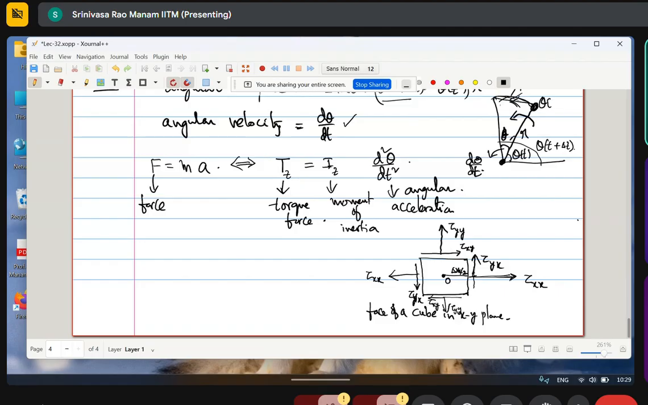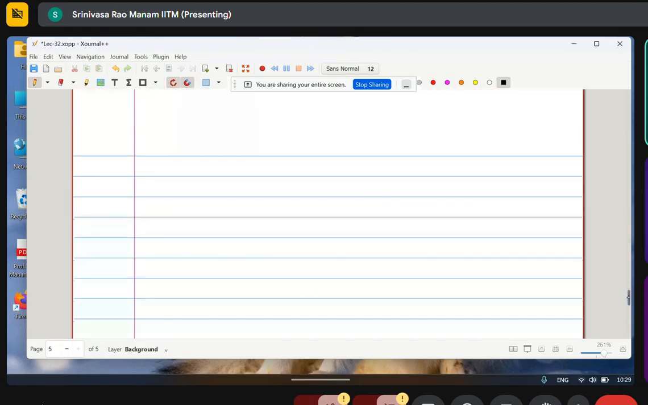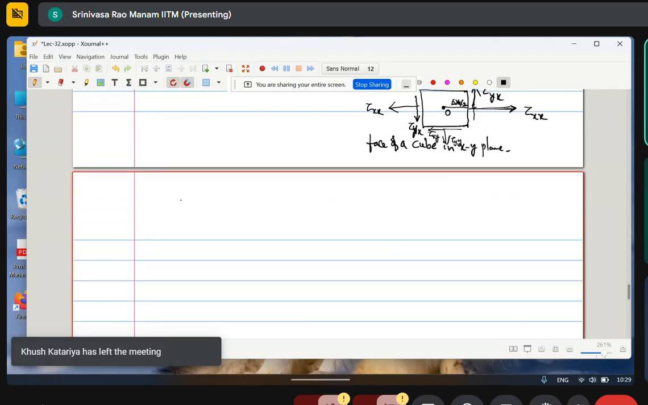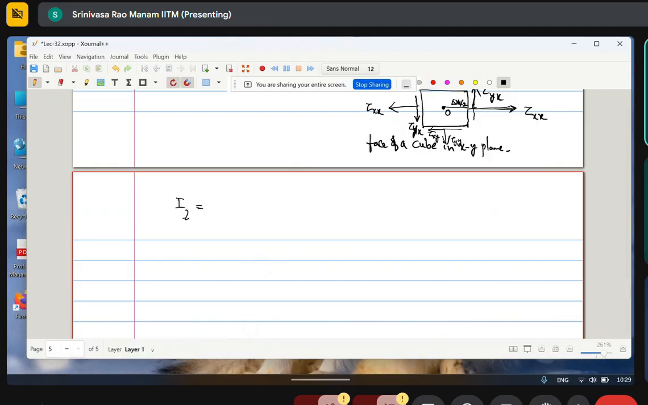Okay. First, let's consider the moment of inertia. So what is Iz? Now we are actually considering the full cube, right? So you basically have a fluid element in a cube. That is one face. So you basically have a cube here.